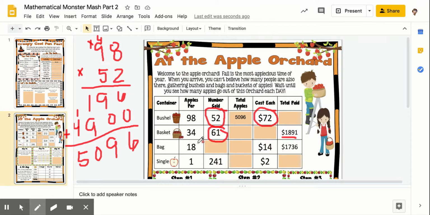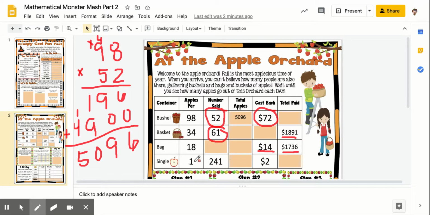And so keep going, right? For our bags of apples, we've got 18 apples in a bag, right? And we're trying to figure out the number sold and the number of total apples. Well, first I got to figure out how many were sold, right? I could figure that out by looking at my total paid and the cost of each bag of apples, right? I would do 1,736 divided by 14 to figure out the total number of bags of apples sold. And then once I figure out that, then I can figure out my total number of apples. I would do 18 times whatever this is.